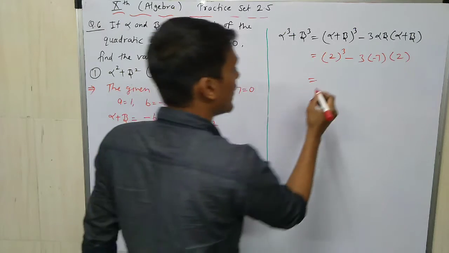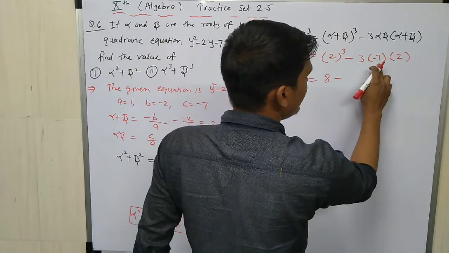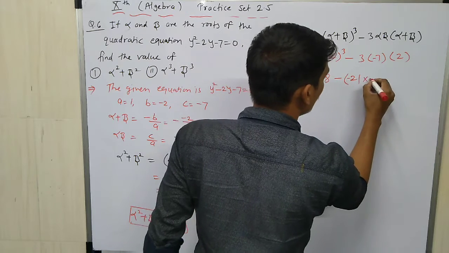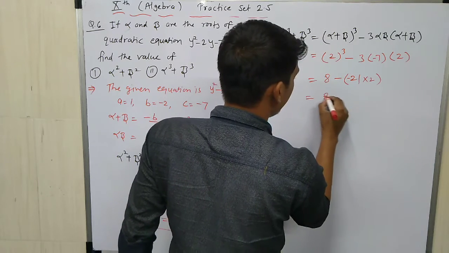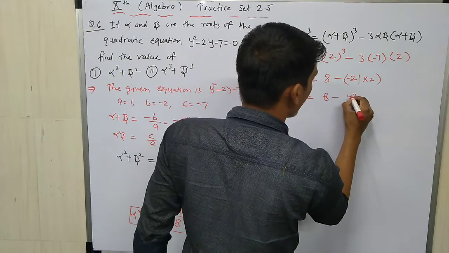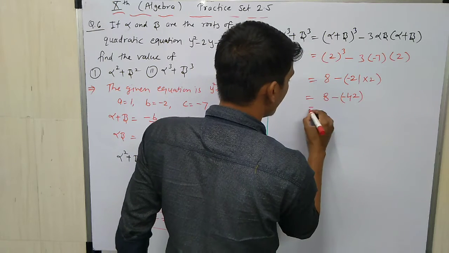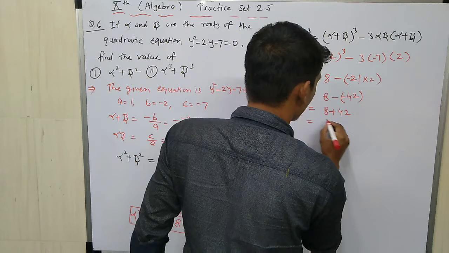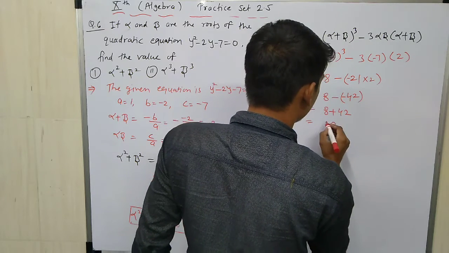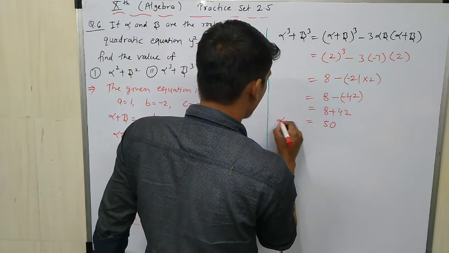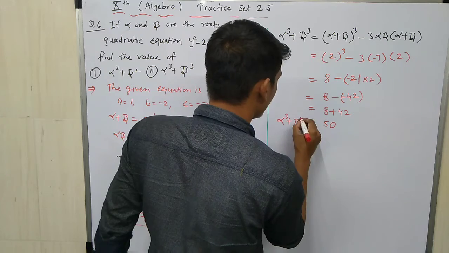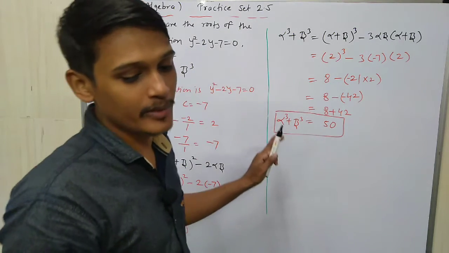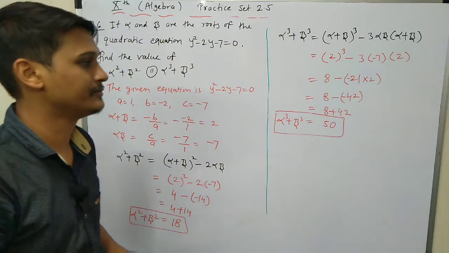2 cube means 2 twos are 4, 4 twos are 8, minus 3 sevens are 21, into 2, so 8 minus 42. 8 plus 42 is equal to 50. This is the alpha cube plus beta cube. Alpha cube plus beta cube is equal to 50.